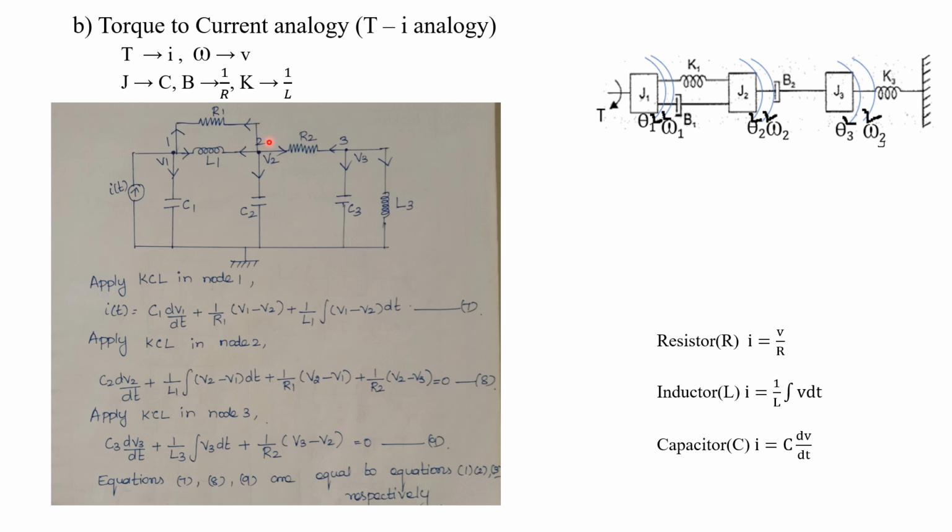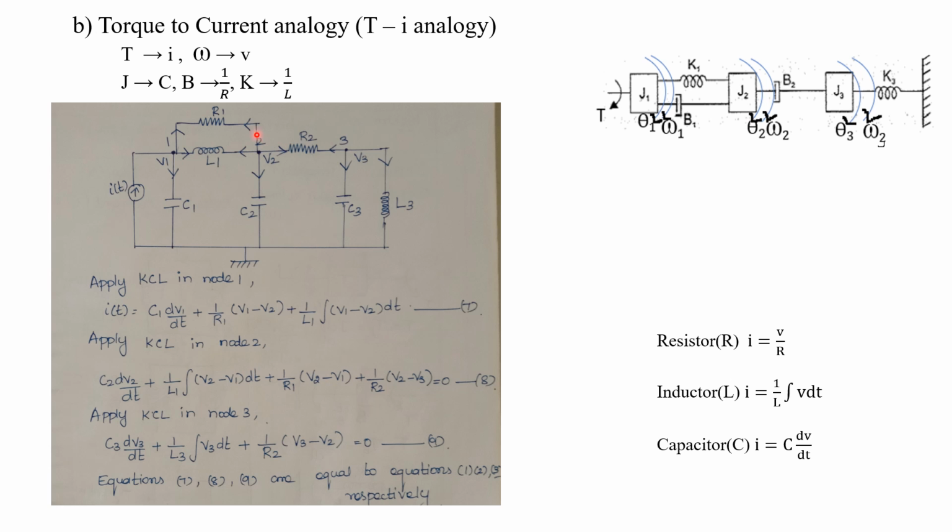Now this L1, what about the current flowing through the inductor L1? See the formula, 1 by L into integral V dt. So 1 by L1 into integral. So we have to consider this arrow, because we are writing the equation for node 2. So V2 minus V1 dt.